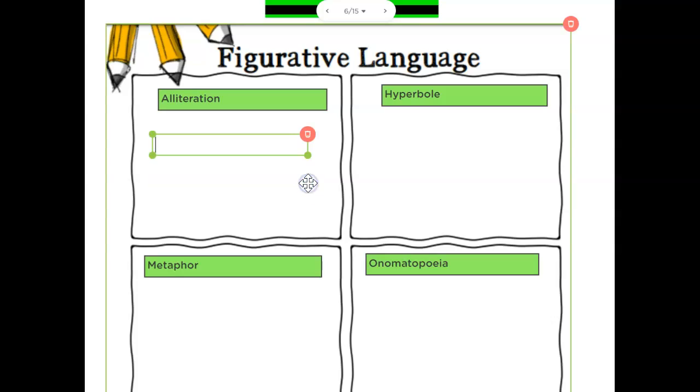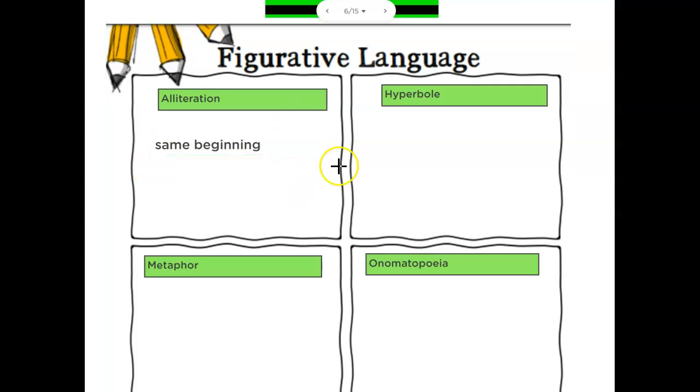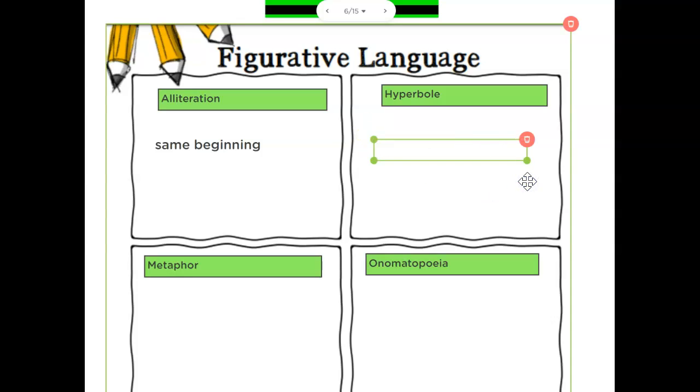Alliteration is when they use words with the same beginning sound. Remember, figurative language means something different than it says. So it would use the same beginning sound and mean something different than it says. And a hyperbole is an exaggeration. Make sure you're typing these out along with me.